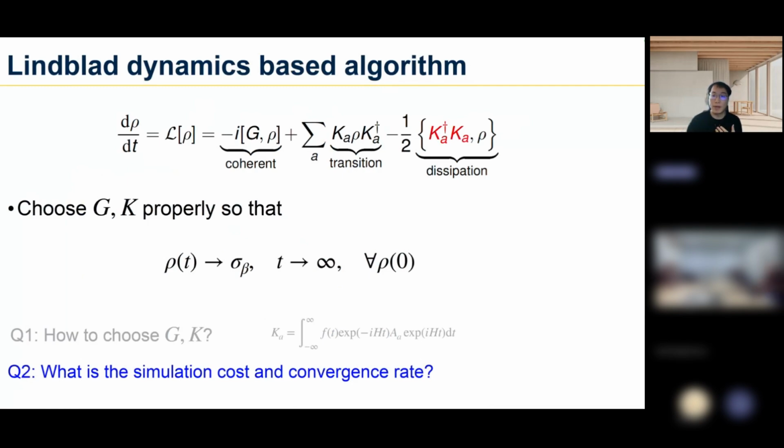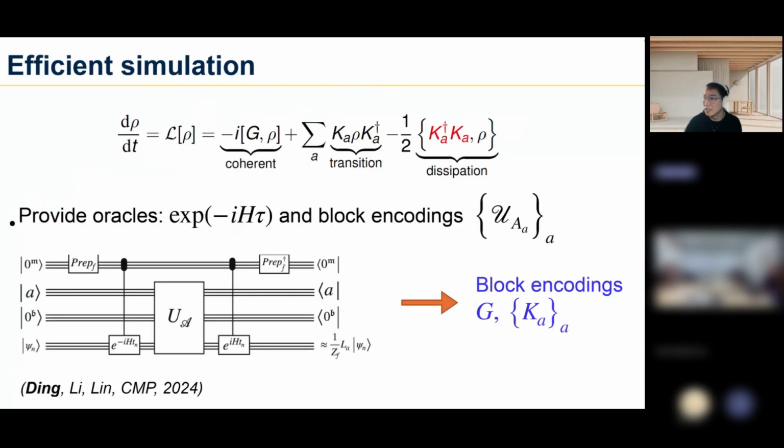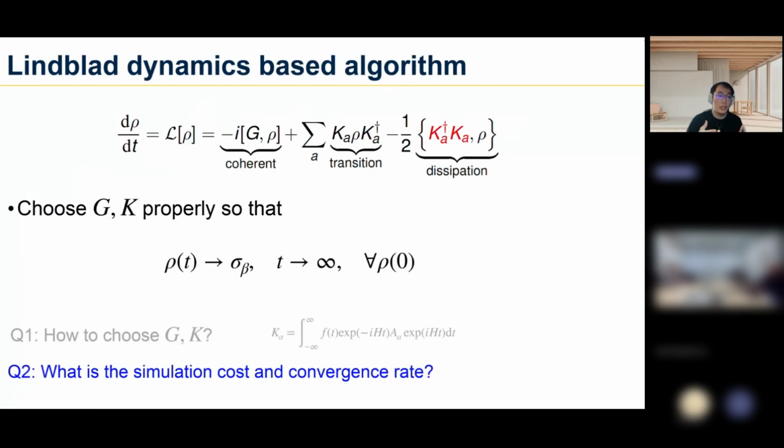So now I have answered the first question, which is how to prepare G and K. Next, I will talk about the simulation cost and end-to-end complexities of the algorithm. I noticed that there is a question in the chat: do we need time evolutions of system Hamiltonians to compute the jump operator K? Yes, this is a very good question. In fact, the answer to this question is in the next slide.